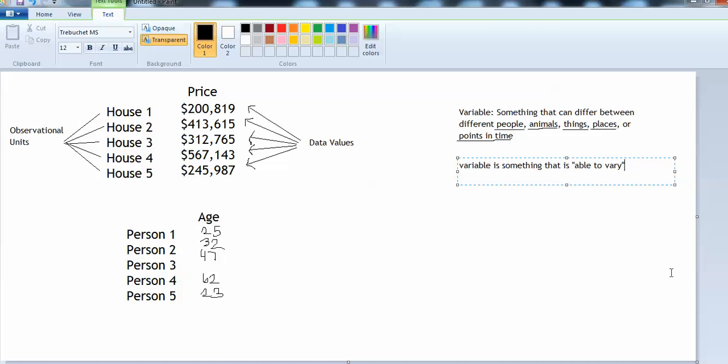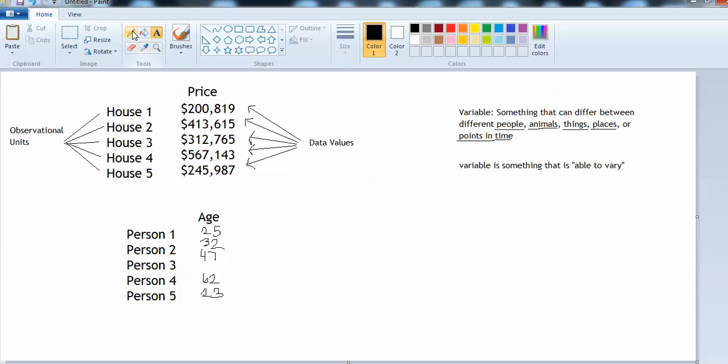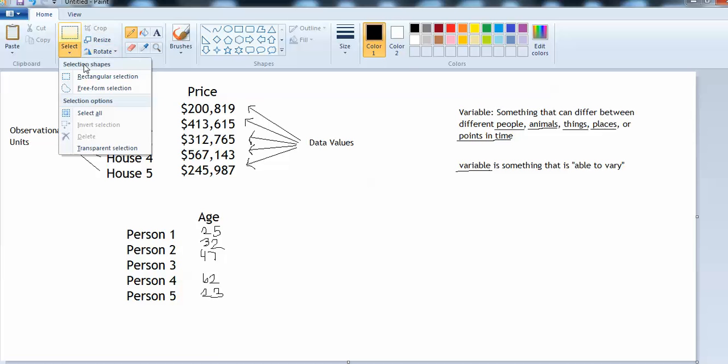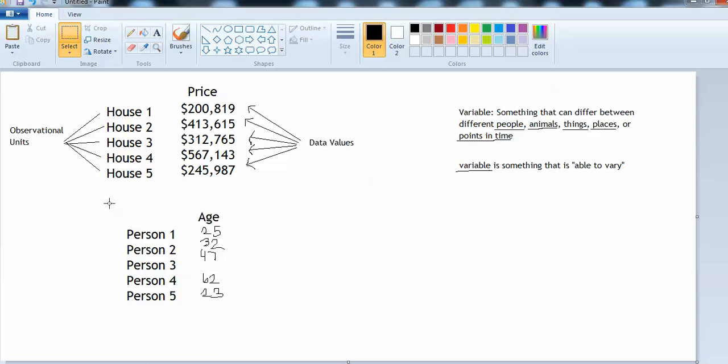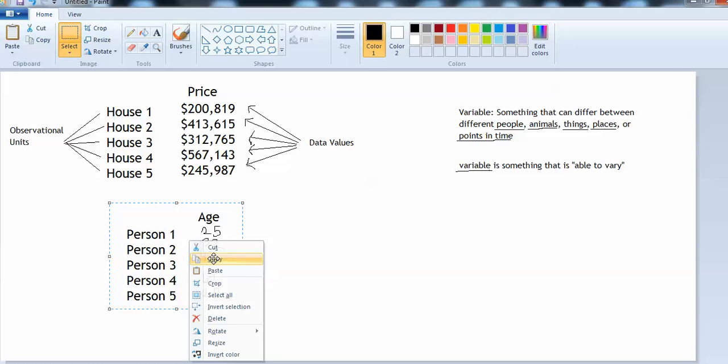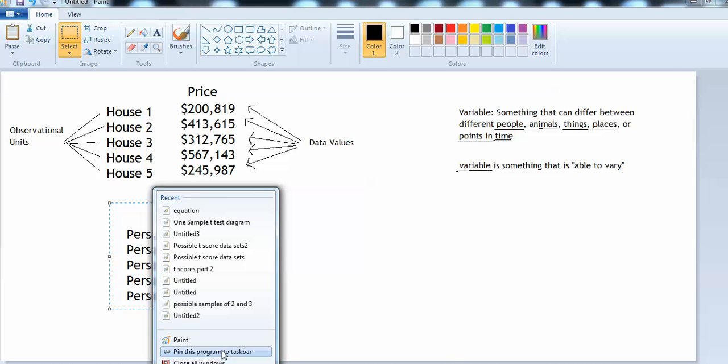And when you're first learning about the meaning of a variable, I think it's easy to confuse it with the idea of a data value, and I'll help you separate the idea of a variable from the idea of a data value. First, let's look at some examples involving people. We'll open up a new page.